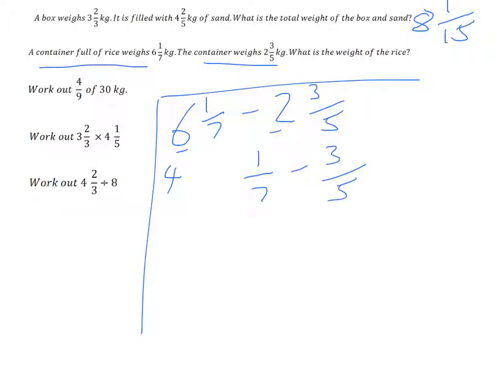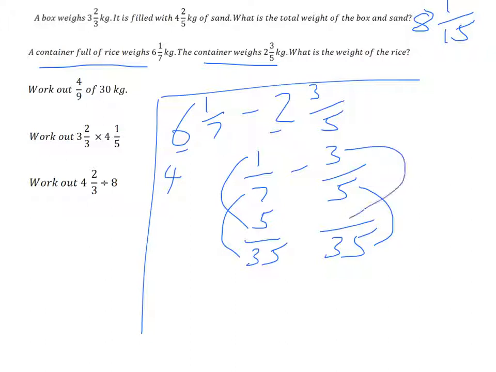Got to get that denominator the same again, and that's going to be over 35, because 7 and 5 both go into 35. 7 to 35 is times by 5, so I've got to times that by 5. 5 to 35 is times by 7, so I've got to times that by 7. Gives me 21.